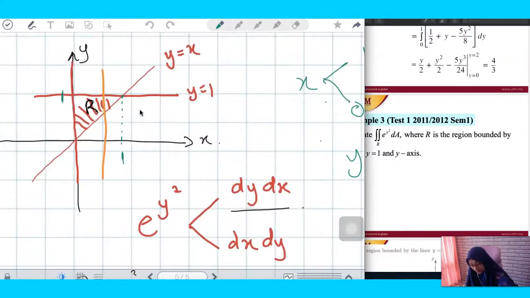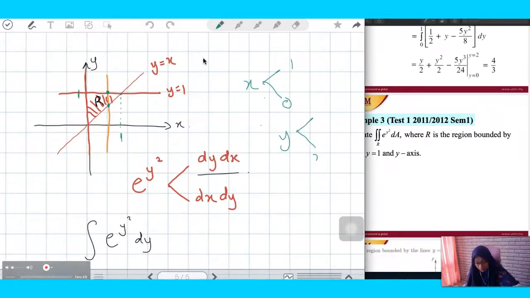Now we look at the limit of y. Based on this line, you read from the lower value of y to the upper value of y, along the y-axis. The initial point you can see is that point, and the terminal point is that point. So your lower bound for y is y equal to x, and then you keep going upward to the line y equal to 1.